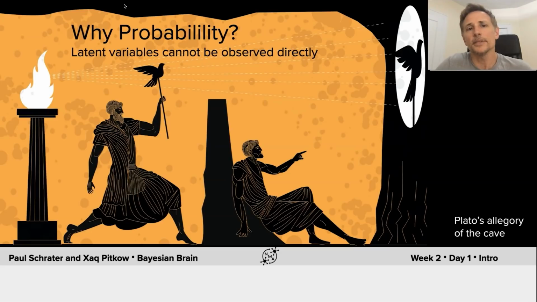So, why are we using probability? What probability does is it provides a language that allows us to relate things that you can observe directly to things that you really would want to know about. So, in this example of Plato's allegory of the cave, you directly see the shadow on the wall, but you kind of want to know about the guy behind you that might be doing something dangerous.